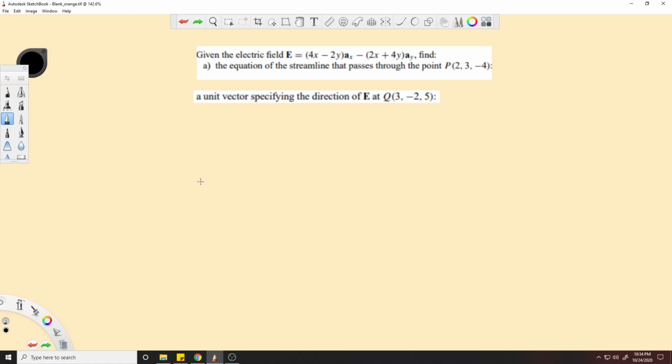Given the electric field E is equal to this stuff, find the equation of the streamline that passes through the point. And that's this point. So when we want to find an equation for a streamline, we can use dy/dx equals Ey over Ex.